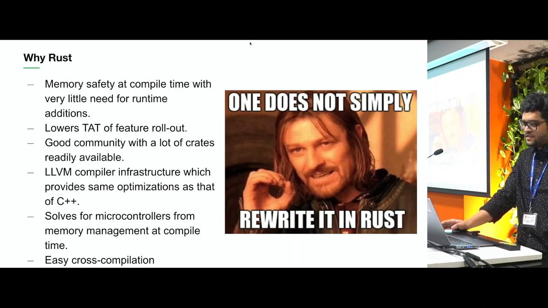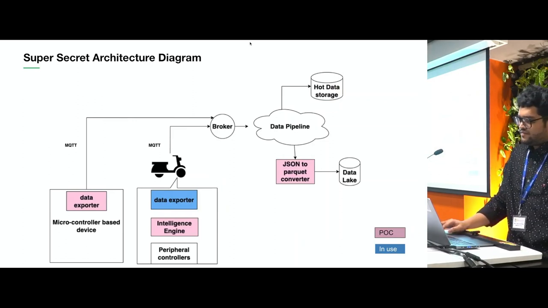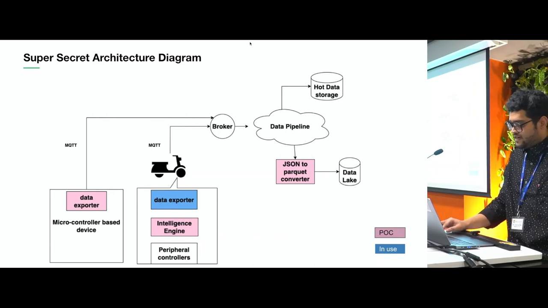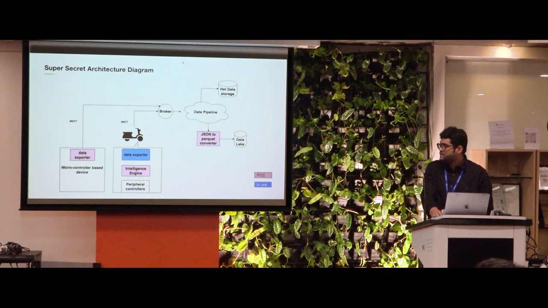Now, before going further, I would like to give you a clear bird's eye view of the architecture, right? The pink ones are the POCs that we are looking at. And the blue ones are what we are using as of now. In our entire architecture, I would say the main single point of failure, or the main important aspect, is sending data to the cloud. This is where we have chosen Rust to be used in the module.